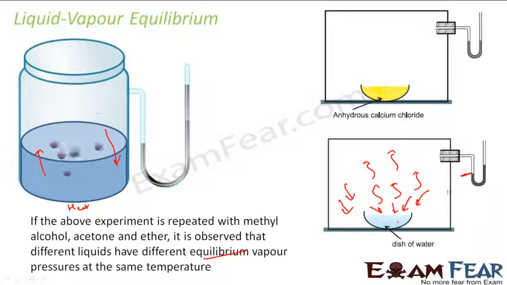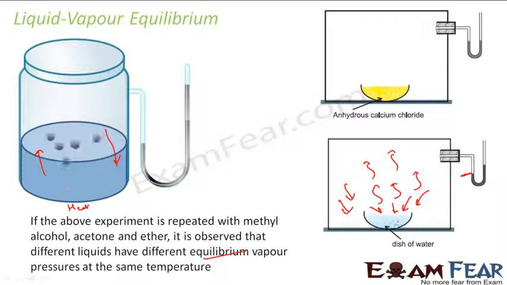So if you do this with methyl alcohol, you won't see the mercury here. It will be somewhere different, somewhere up or down. That proves that the vapor pressure is dependent on the chemical property of the substance. If you take water, it will be this much. If you take methyl alcohol, it will be something else. If you take acetone, it will be something else. So it will differ.